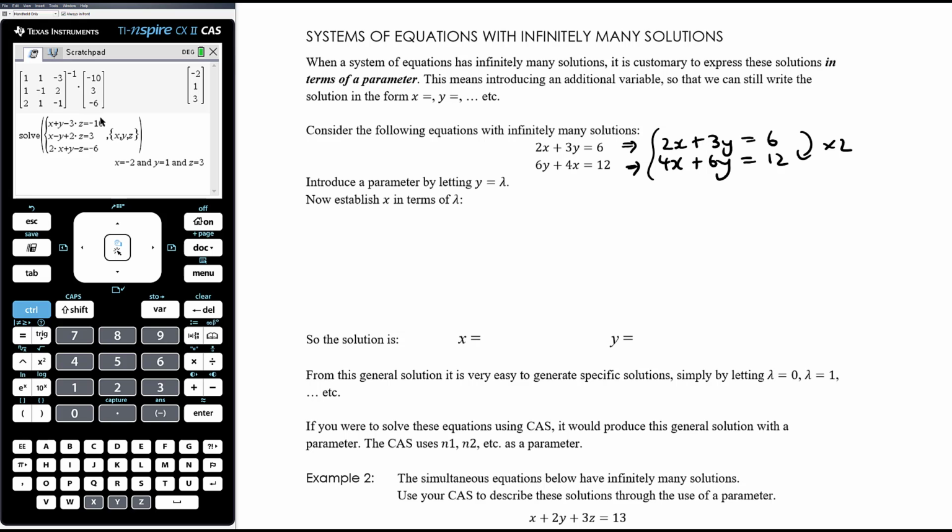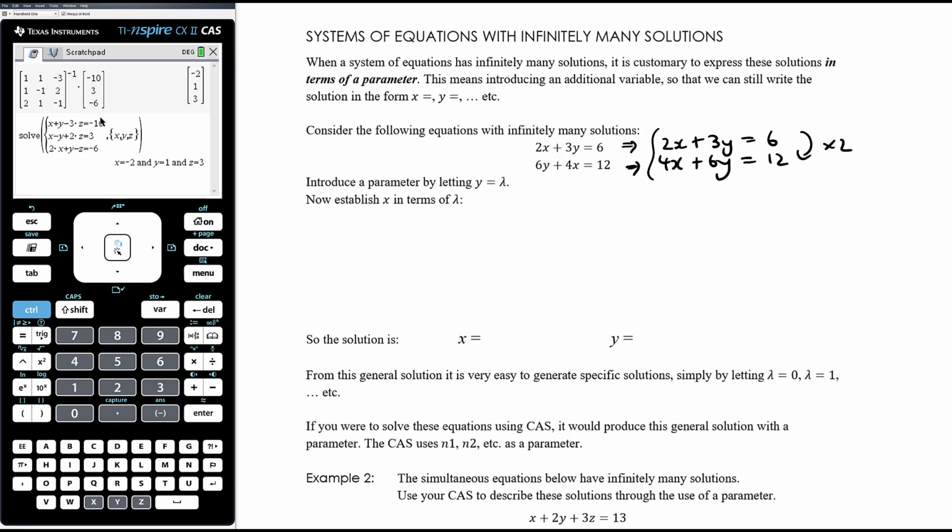So one way we can express that is to introduce a parameter, and conventionally if we've got two variables we usually let y equal the parameter. And often we use this Greek letter called lambda as a parameter. You could use another letter. Your CAS uses n and c sometimes for parameters, and we'll see that in a minute. So I'm going to introduce a parameter by letting y equal lambda.